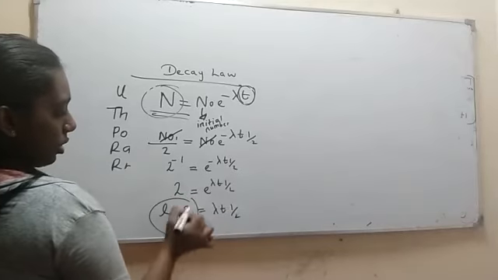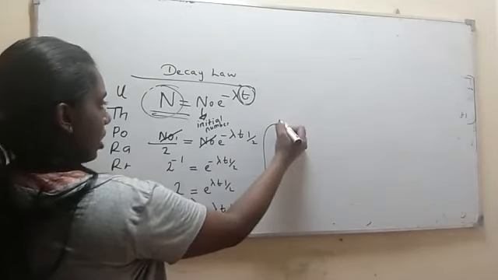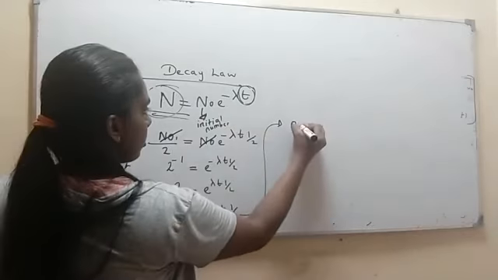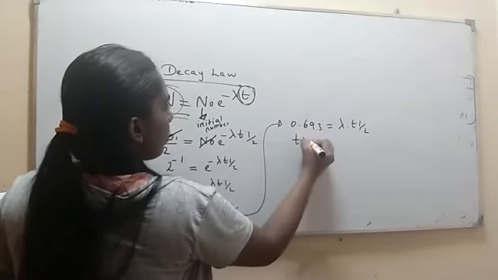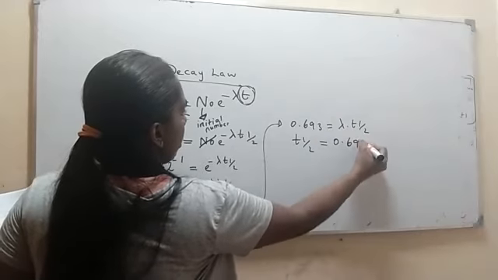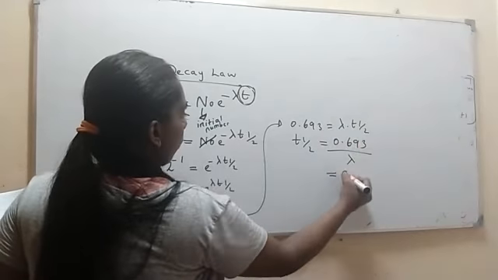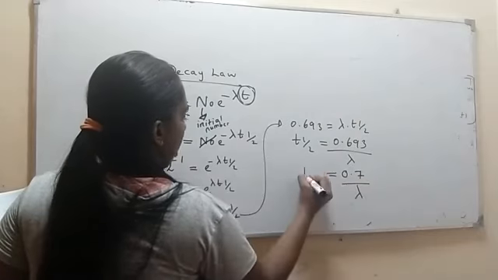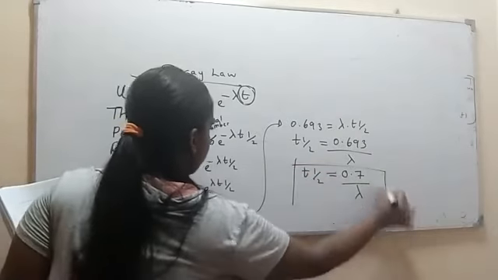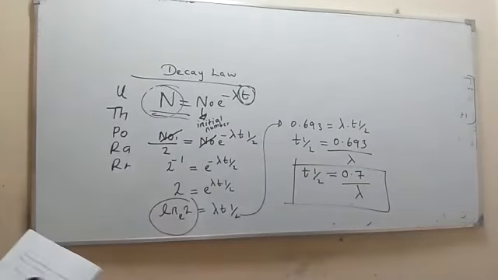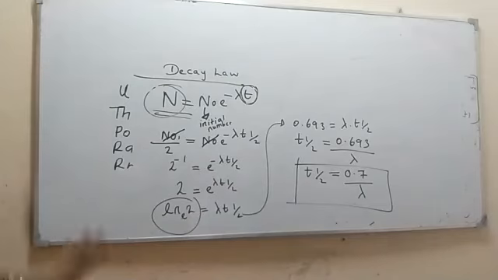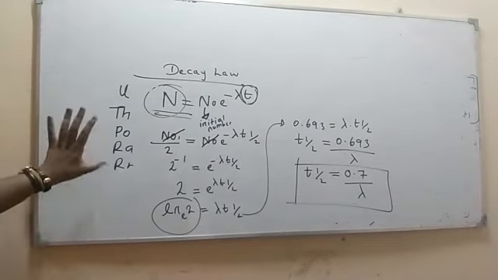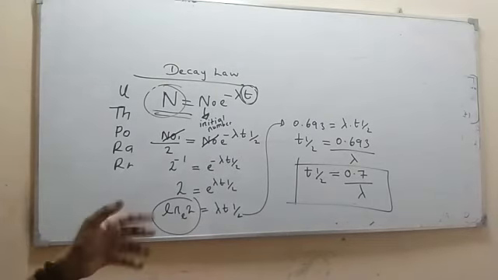Therefore, using the natural logarithmic table, the value you will get is 0.693. That is equal to lambda into t half. Therefore, t half is equal to 0.693 divided by lambda. If you round it off, 0.7 divided by lambda. That is t half. This is the relationship between half-life time and decay constant. So if you know the decay constant for any particular element, uranium, thorium, polonium, radium, or lead, you can calculate the half-life.